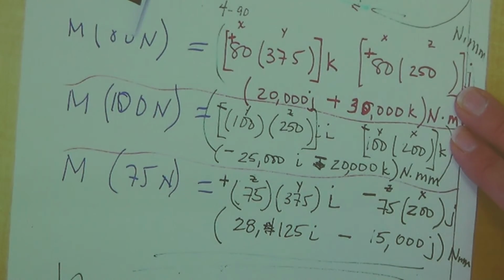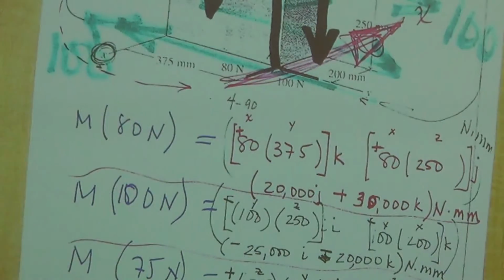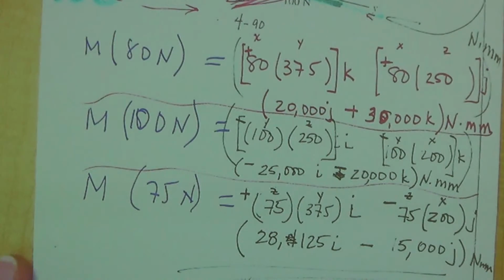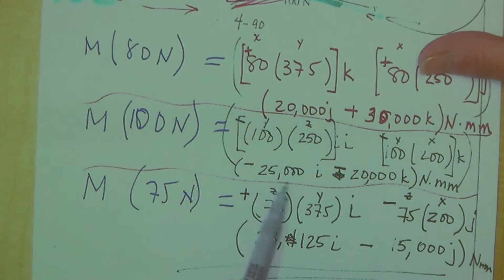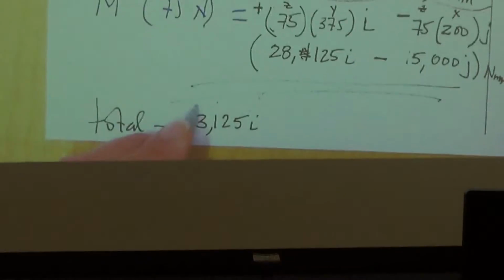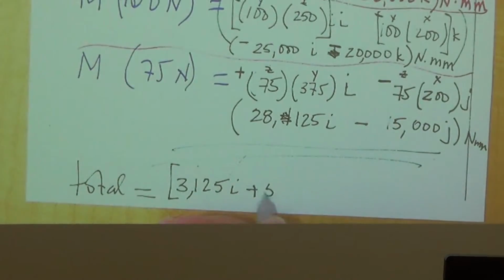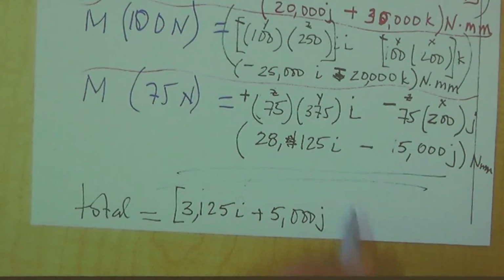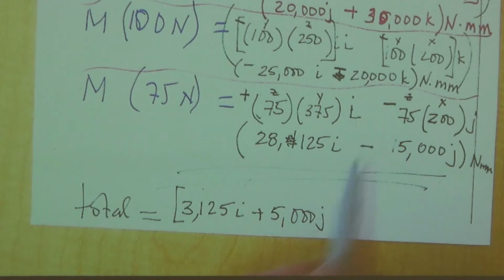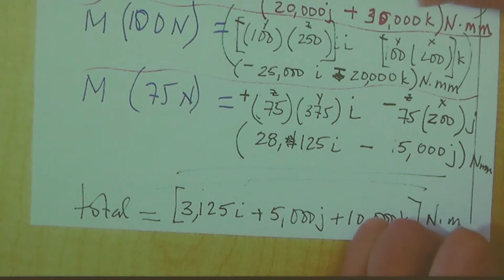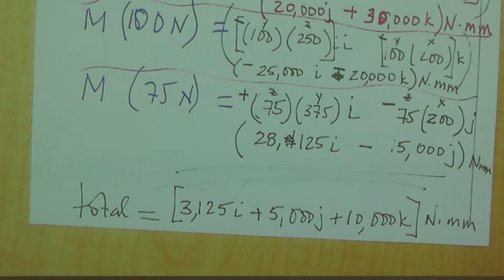So what's the total? Because we're looking at the whole spin that this box is experiencing due to these three couples. So let's add all the i's. Negative 25, so what's that? 3,125 i. And then the j, 20,000 plus 5,000 j. Plus 10,000 k, Newton millimeter. And that's one way to express a moment, right?